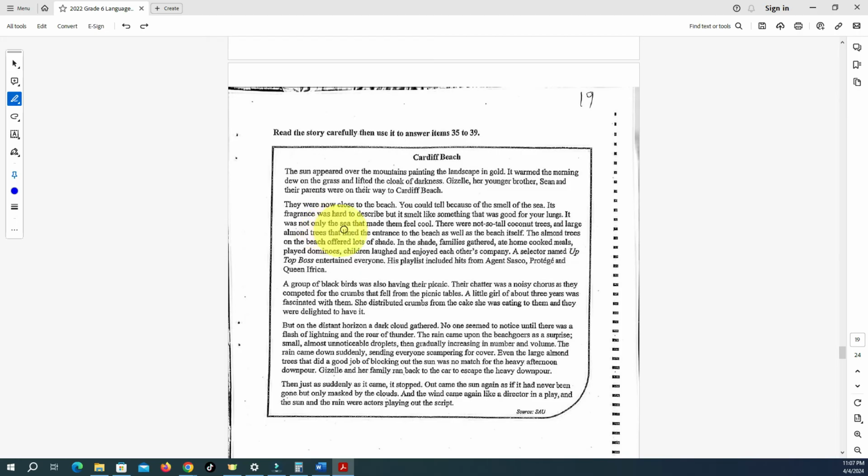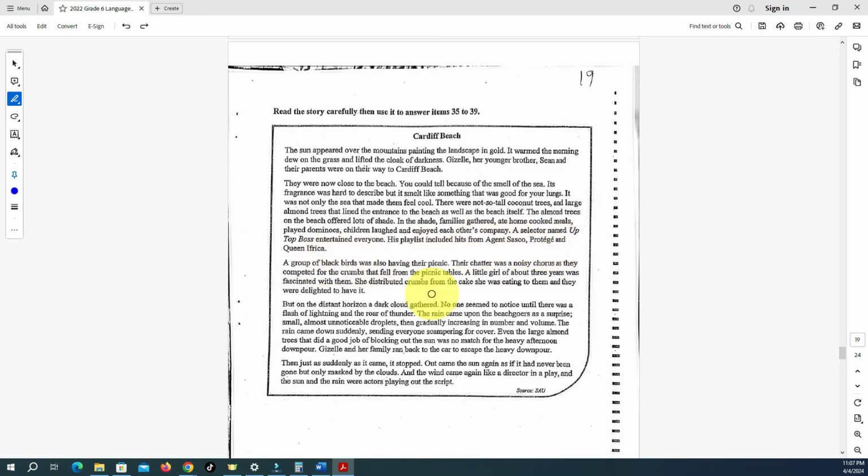It was not only the sea that made them feel cool. There were not so tall coconut trees and a large almond tree that lined the entrance of the beach, as well as the beach itself. The almond trees on the beach offered lots of shade. In the shade, families gathered, ate home-cooked meals, played dominoes, children laughed, and enjoyed each other's company. A selector named Uptop Boss entertained everyone. His playlist included hits from Agent Sasko, Protege, and Queen Ifrica.